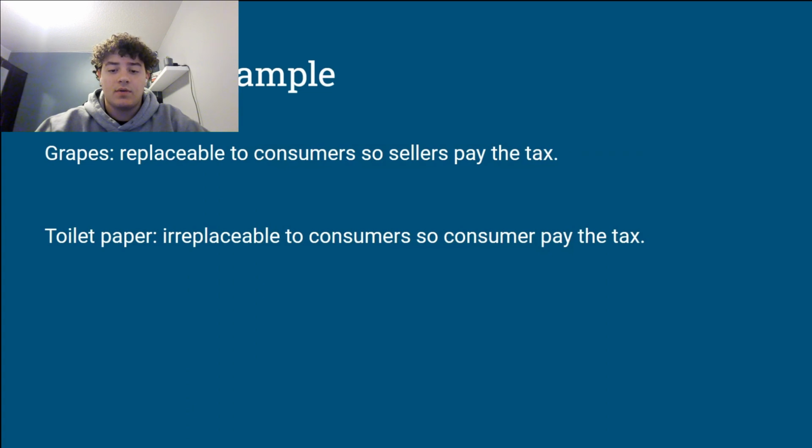A real-life example would be taxes on grapes versus taxes on toilet paper. If a grocery store charges $4 for grapes and the government puts a tax on grapes, consumers might find a different fruit to buy due to the high costs. Therefore, the grocery store will have to pay the majority of the tax in order to keep consumers buying grapes.